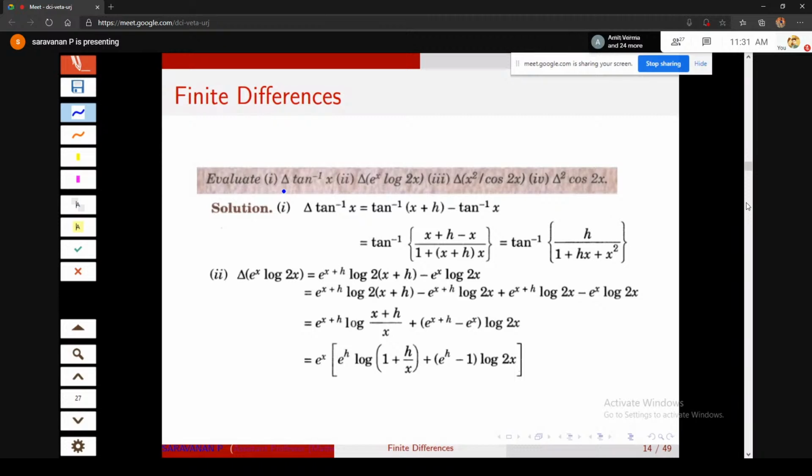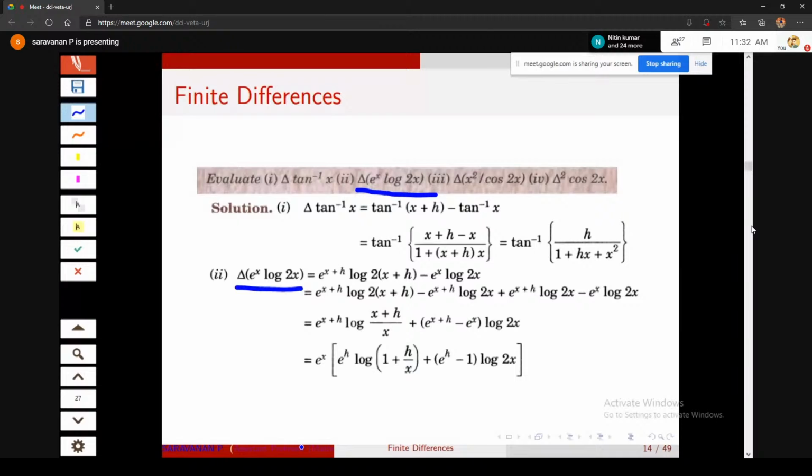So all this we have to just use the definition, nothing else. So we have to evaluate delta tan inverse of x. What is the definition of delta f of x? f of x plus h minus f of x. So what is f of x plus h? Tan inverse of x plus h minus f of x, that is tan inverse of x. Then apply the formula for tan inverse of a minus tan inverse of b, tan inverse of a minus b by 1 plus ab. Then simplify this, you will get this. Okay, direct definition.